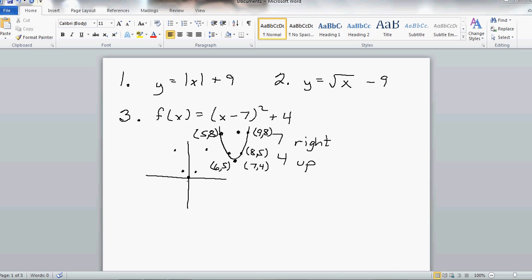And that's exactly what this is telling us to do. As long as we know what the original family looks like, all we have to do is shift 7 to the right and 4 up.